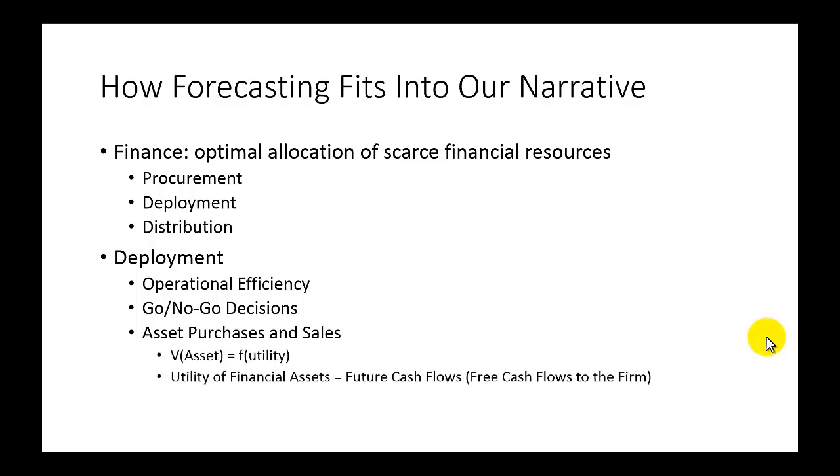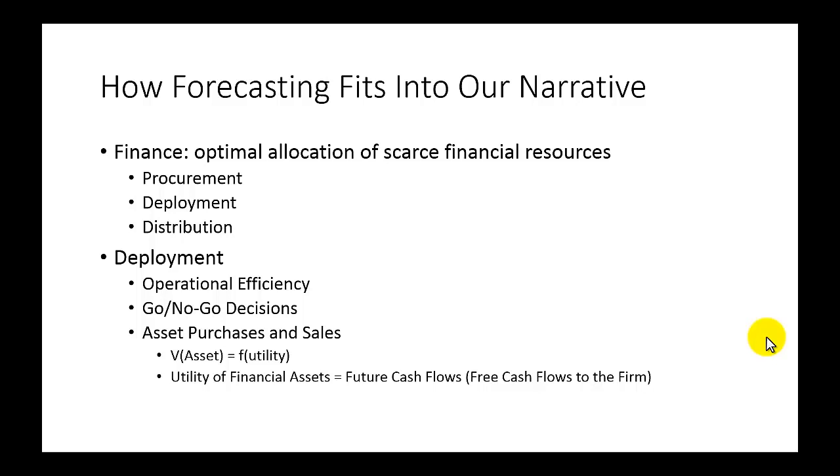So we talked about valuation. We said that the value of any asset or investment proposition should be a function of the utility that it provides. We said that financial assets only provide one type of utility, that's future cash flows. We said that free cash flows to the firm are the specific type of cash flows that we're looking at when we're talking about the utility of financial assets. So in other words, the value of a financial asset, and whether or not you will go or no go, and whether or not you will buy or sell an asset, is going to boil down to the value, which is going to be driven by the free cash flows to the firm.